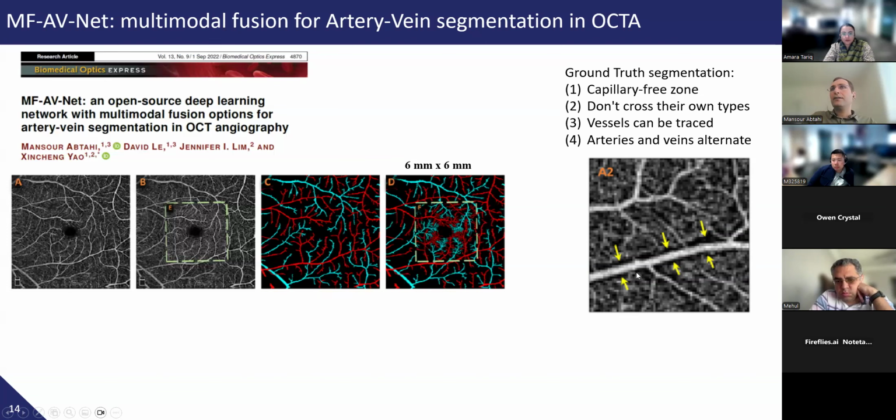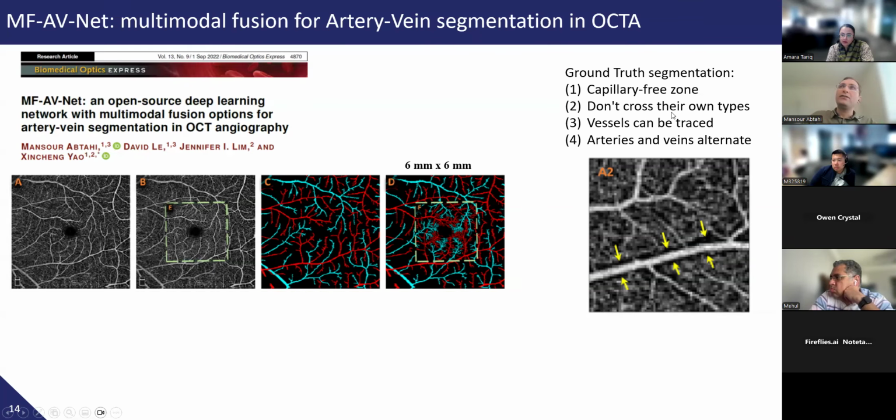And as you can see, for this vessel, the capillary-free zone area is larger than the capillary-free zone area adjacent to this vessel. This is the main feature of the artery, which has larger capillary-free zones, and it can be a good feature to help detect which one is an artery and which one is a vein. That shows that this is an artery and this is a vein.